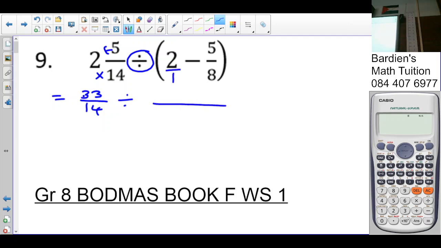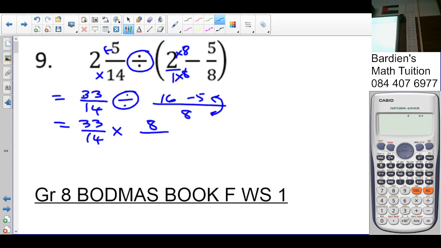What's my LCM here? 8. Times it by 8, so it gives me 16 minus 1. It's going to be 33 over 14 multiplied by, the reciprocal, 8 over 11. 11 goes into 11 once, 11 goes into 33, 3 times. 2 goes into 8, 4, 2 goes into 14, 7 times. So 3 times 4 is 12 over 7.